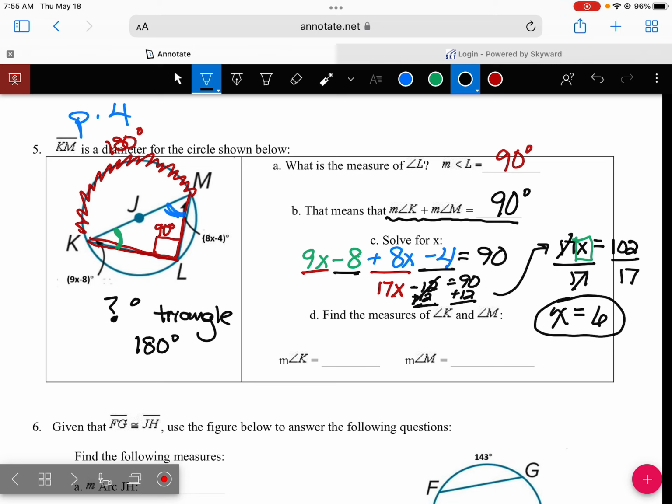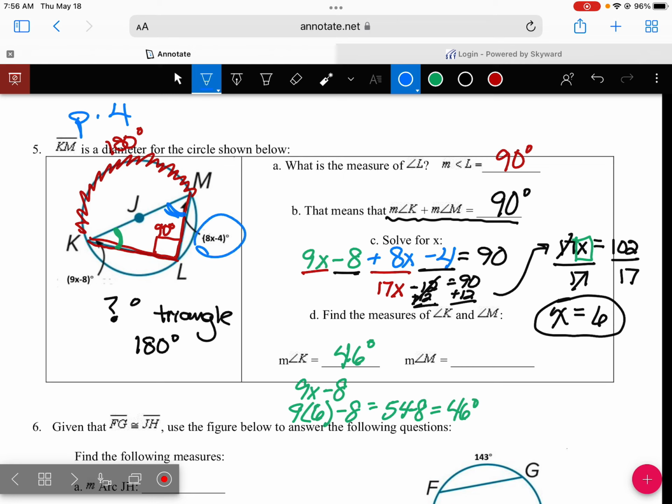Now it says find the measures of angle K and M. Well, angle K is 9x minus 8. So I'm going to have to substitute that 6 in for the x. So 9 times 6 minus 8 is 54 minus 8, which is 46 degrees. And I'm going to do the same thing for M.